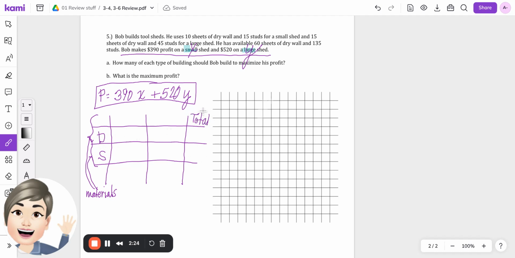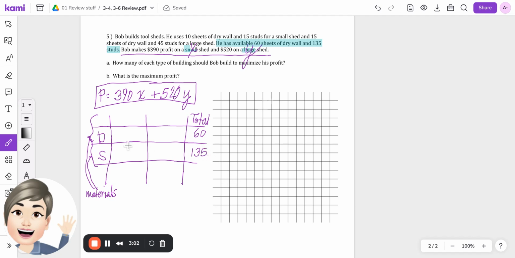So if you make this be like a chart, if I go down the total and over here to drywall, this space right here is for the total amount of drywall that I have. Well, it does tell us in the problem. It tells us that he has available 60 sheets of drywall and 135 studs. Okay, there's your totals right there. So we're going to put the totals in. Drywall, 60. Studs, 135.